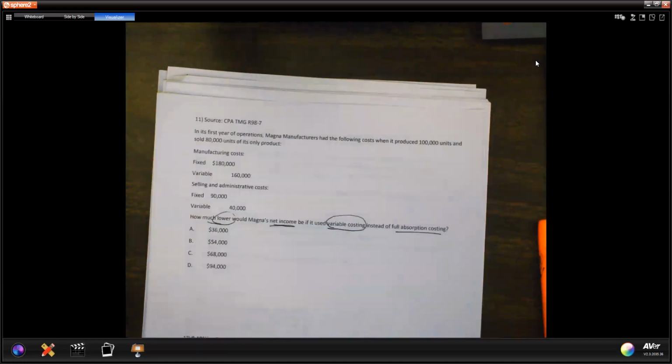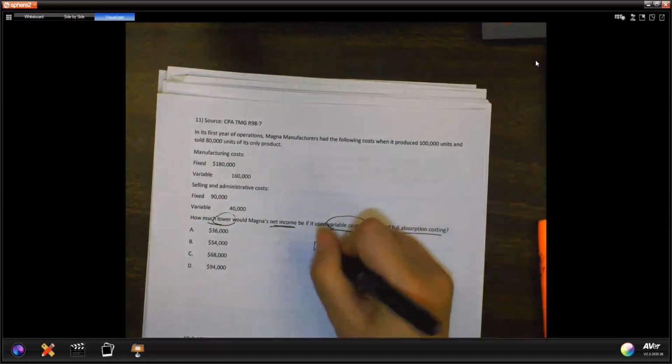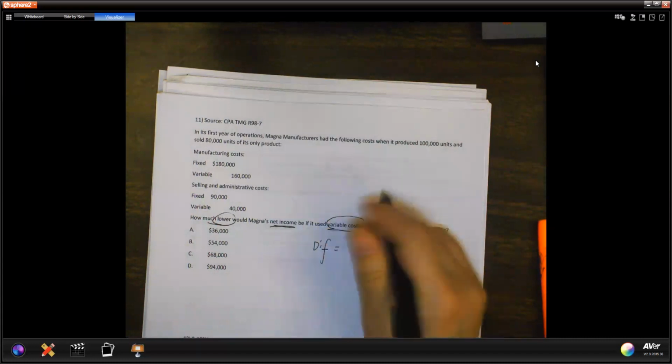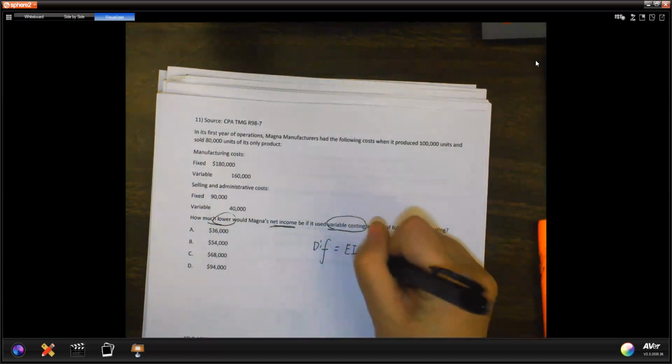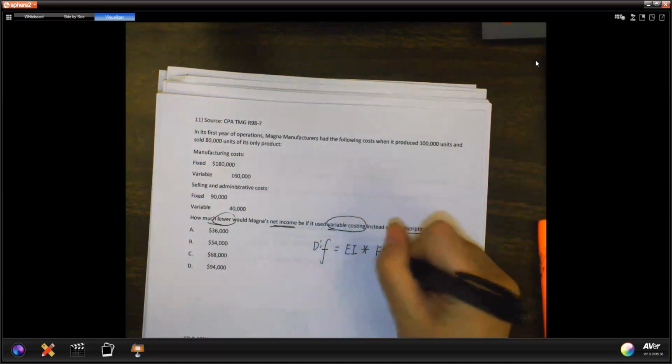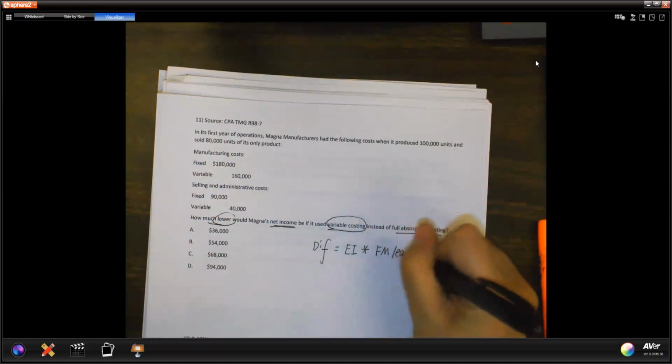Okay, next one, talking about a CPA question. How much lower will your net income be if you use variable costing instead of absorption costing? So we said the difference, we already talked about the difference of those two methods, is always your number of ending inventory times your allocated fixed manufacturing cost for each product, right?